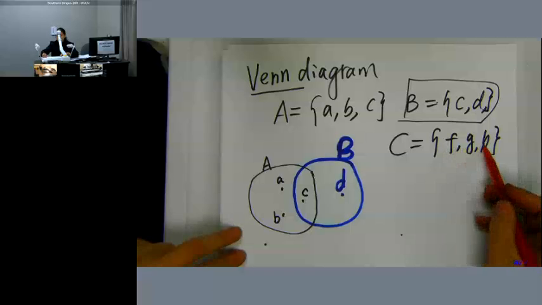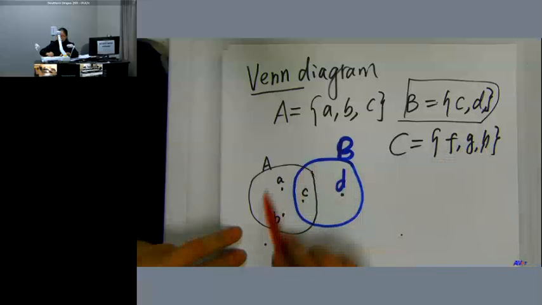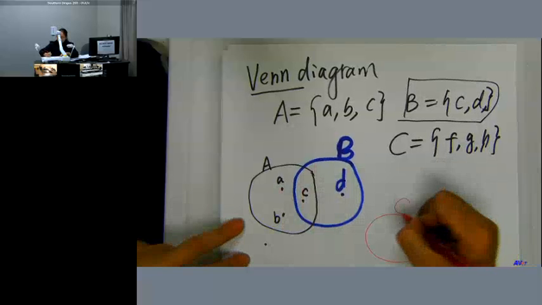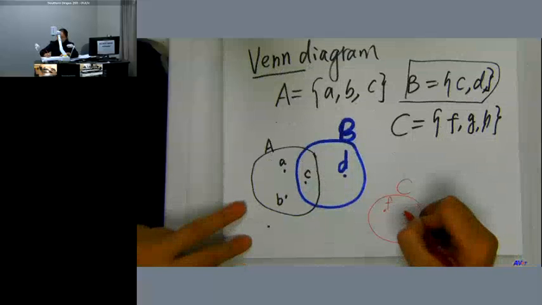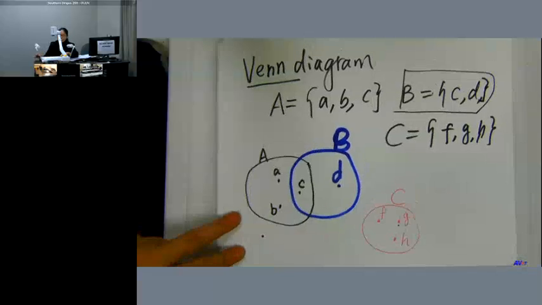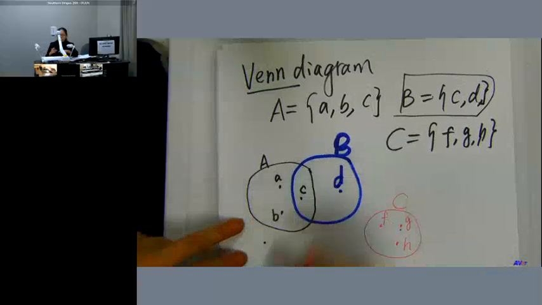C has F, G, H, right? None of them is in A or B. So you're going to draw a separate circle, C. Put F, G, and H there. So that's completely separate from A and B.